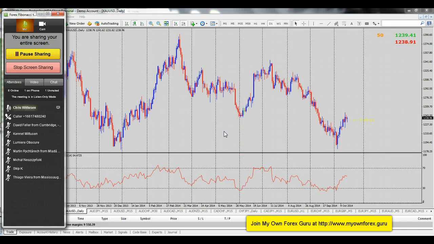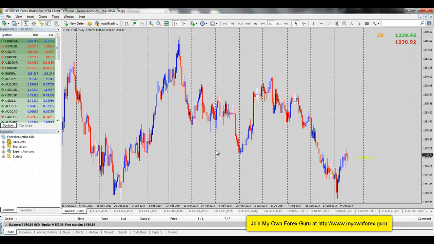Anyway, here we go. So today we're going to talk about Fibonacci, and it's probably not going to be a whole hour here. So I had a problem with my other trading station, FinFX. The server was out or something, so I'm using another broker here.